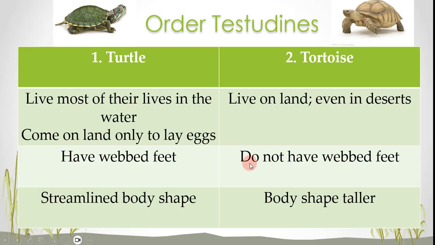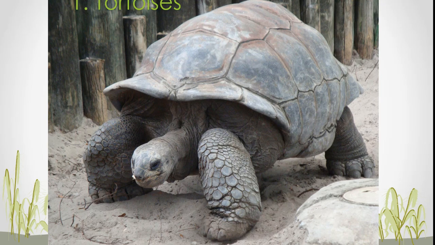Turtles have webbed feet. Tortoises do not. Turtles have a streamlined body shape for swimming, and tortoises don't. They have a taller shell. A lot of times you could take out a shell, and if it's kind of up and mounded, you would know that came from a tortoise. Here's a tortoise. They live very long lives. This one is probably in a zoo. Frequently, when you go to a zoo and see a tortoise, it is the oldest creature there at the zoo because they live a long time. Look at all those scales and everything. Crazy.